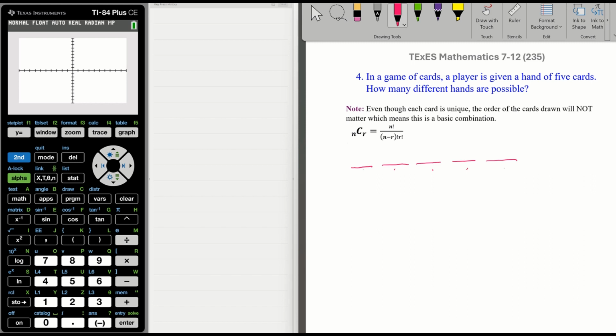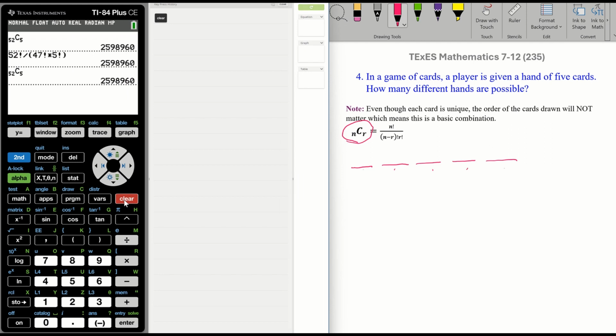Well, how do I know it's a combination? Let's think about this. The order doesn't matter. I can have 5 cards in my hand, I can shuffle them about, it doesn't matter, I still have those same 5 cards. Those are my only options. So we are going to use the nCr option on our TI-84. Let me clear out my TI-84. All right, so we're going to use this quickly to come up with the actual answer.